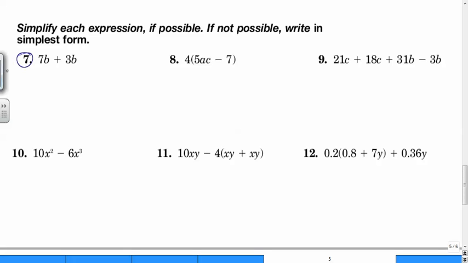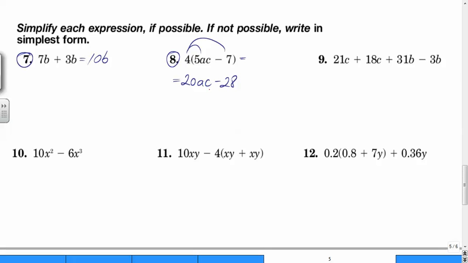Problem number 7. 7b plus 3b. 7 bananas plus 3 bananas will give you full belly, some would say, right? 10b. Good. Next one. I have to use the distributive property here, or multiply by everything inside this parenthesis. That will be what? 4 times 5 AC. You multiply 4 times 5, that gives you 20 AC minus 4 times 7, 28.